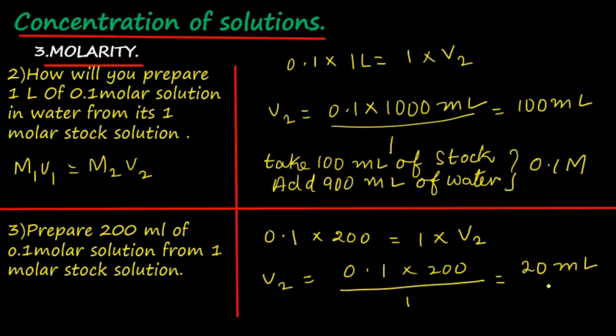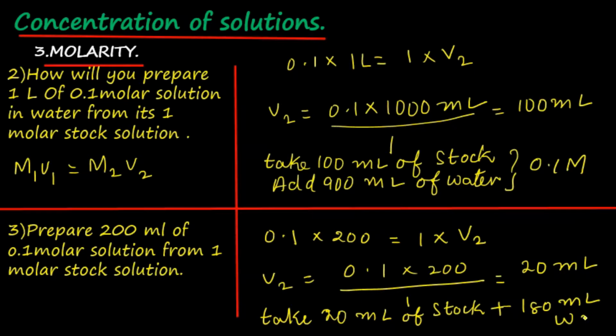How much water we have to add? We have to add water enough to make it 200 ml, not 1 liter. We need only this. We have taken enough stock solution to prepare only 200 ml of 0.1 molar solution. So that will be 180 ml. Take 20 ml of stock solution, then add 180 ml of water to it so that the volume of the solution becomes 200 ml. Now what you have prepared is 0.1 molar solution and the quantity is 200 ml.